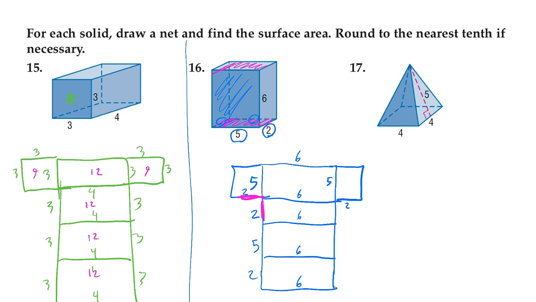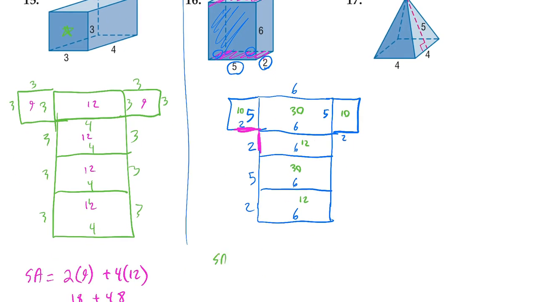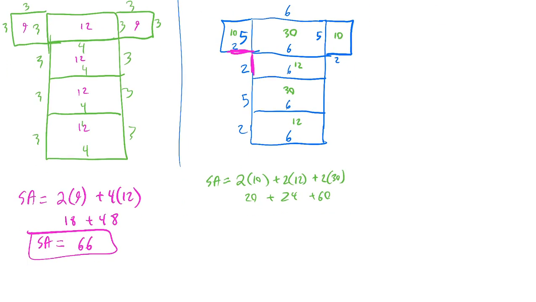So if we figure out the areas here, we get a 10 and a 10 and a 30 and a 30 and a 12 and a 12. So the surface area is 2 10s plus 2 12s plus 2 30s. So that's 20, 24, and 60. Or in other words, 44 and 60 is surface area 104.